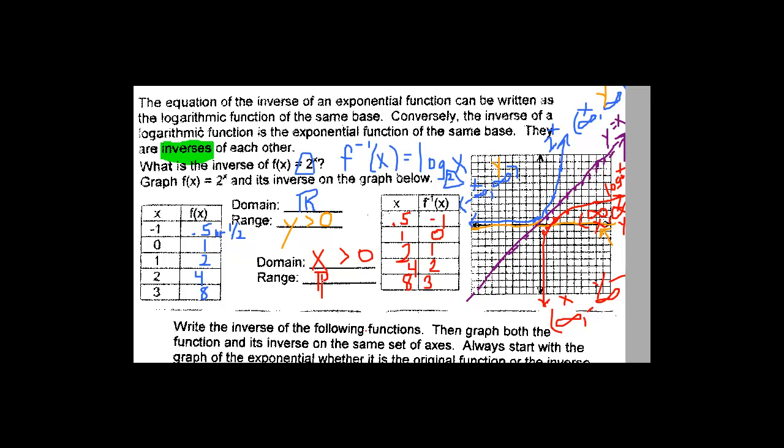So the inverse, it just switches the domain and range. Whereas before, the domain was all real numbers, now the range is. And the range was greater than 0 on the exponential function 2 to the x power, but now the domain is.